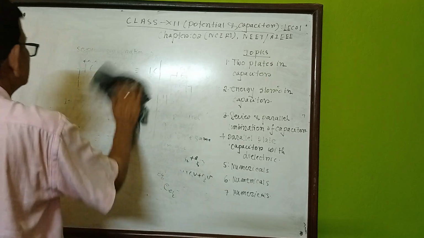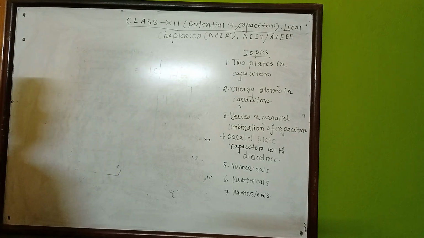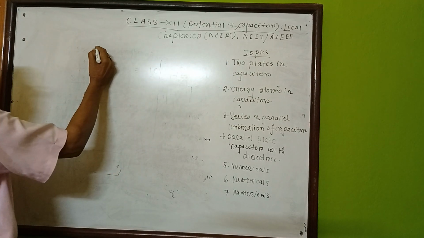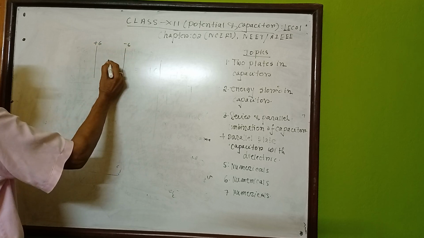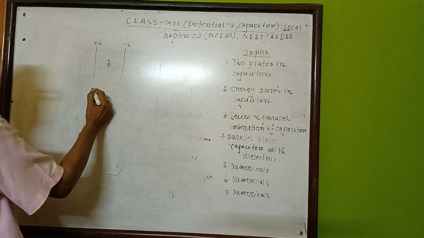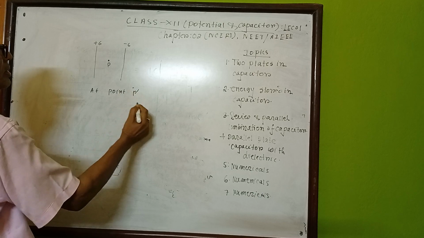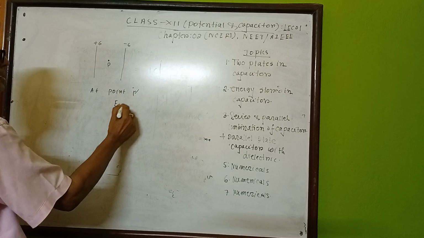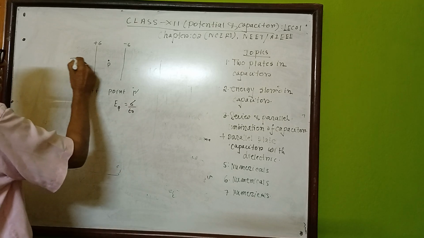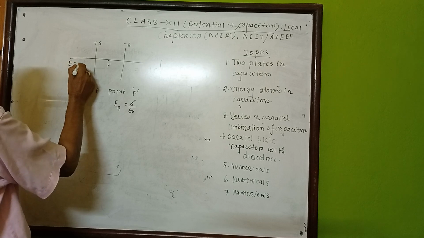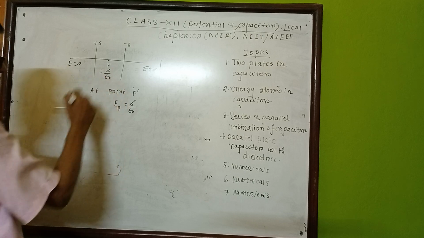Now children, you know, suppose two plates, I am writing two plates, plus sigma, this is minus sigma. Now in this case at the point P, electric field equal to sigma by epsilon naught. By Gauss's theorem, I think you have learned electric field here is 0, electric field here is 0, but in the middle it is sigma by epsilon naught electric field.